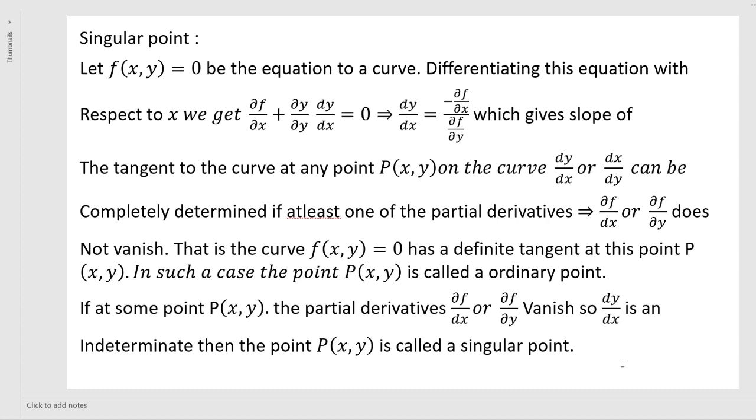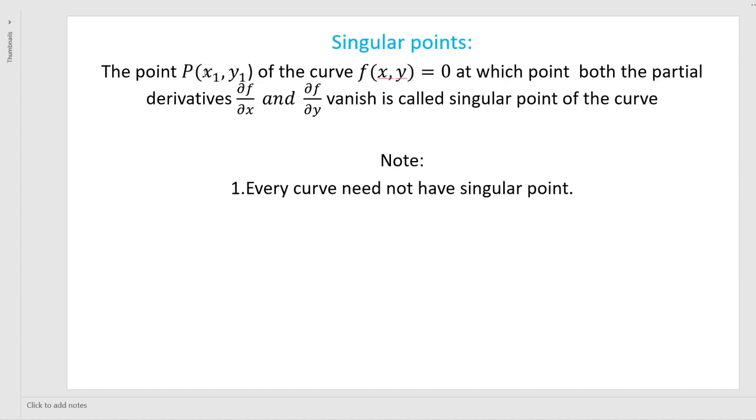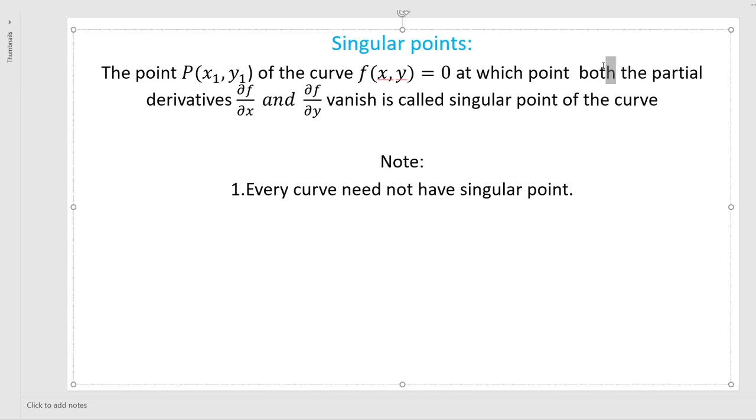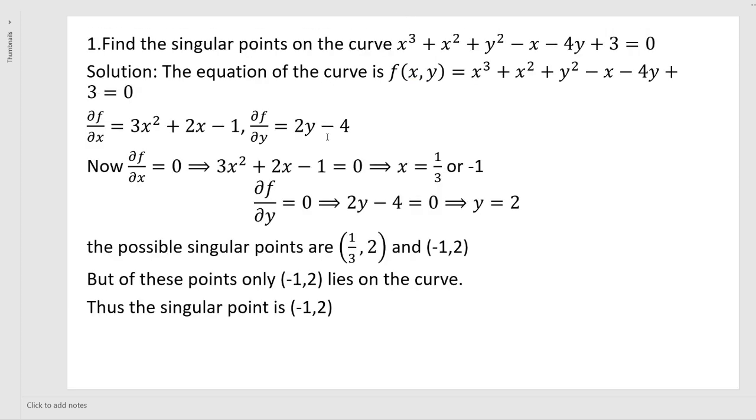Next, singular points. The singular point is nothing but the point P of x1 comma y1 of the curve f of x comma y is equal to 0, at which both the partial derivatives del f by del x and del f by del y vanish, is called a singular point of the curve. Note, every curve need not have a singular point.